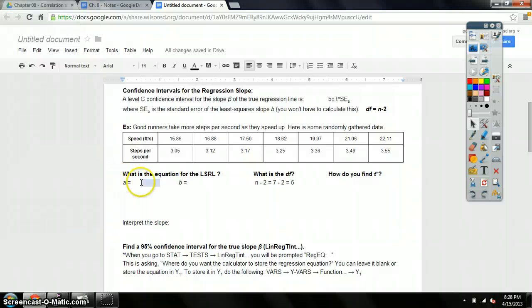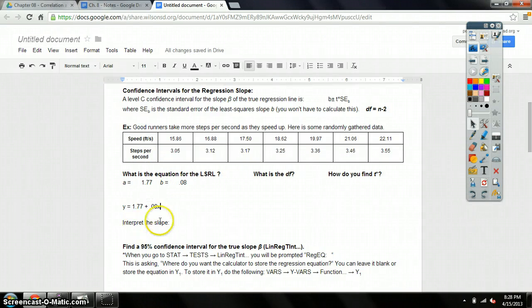So here we would have 1.77 and we have 0.08. Okay. So if I would write out my equation here, it would be y equals 1.77 plus 0.08x. Okay, I can plug in any value for x for the speed, and it would give me y, which would be my steps per second.